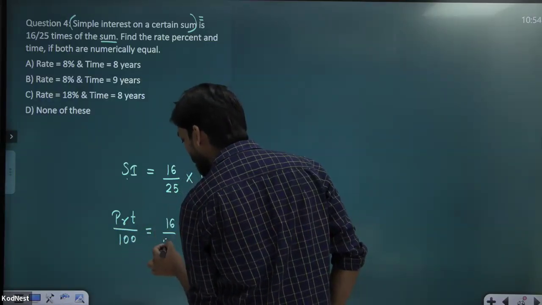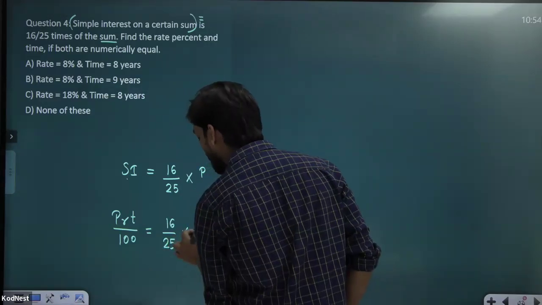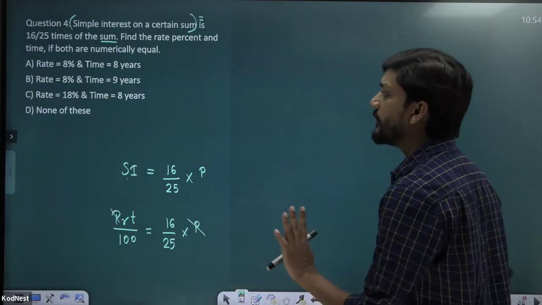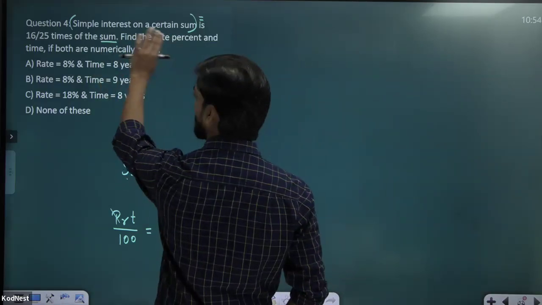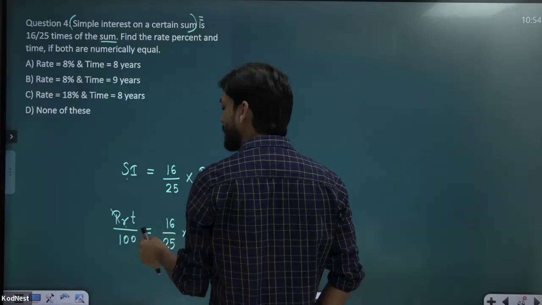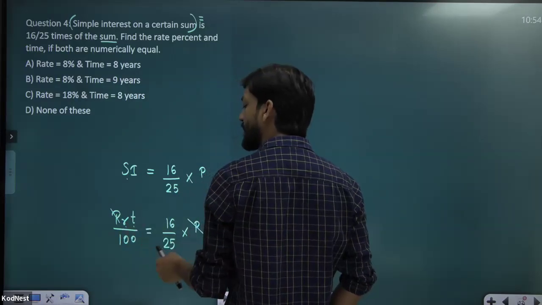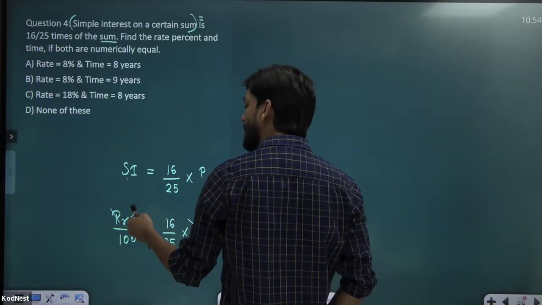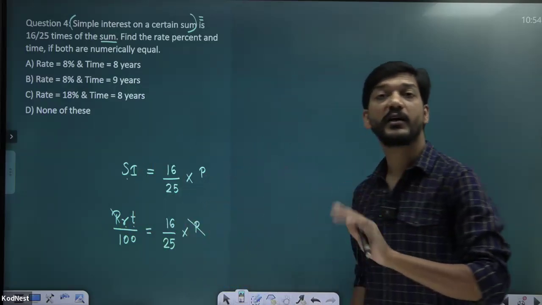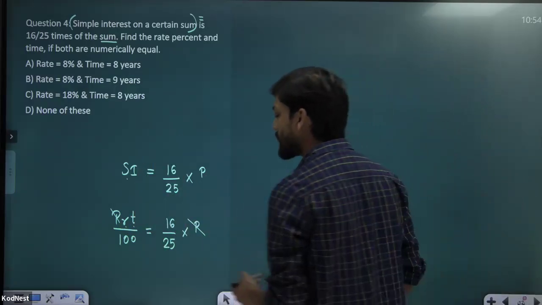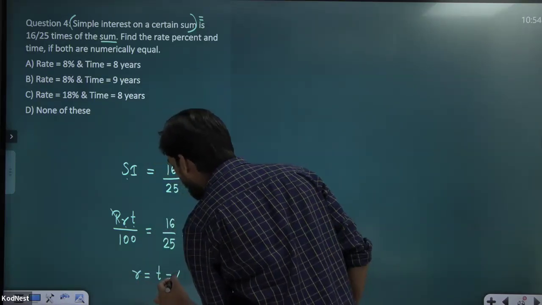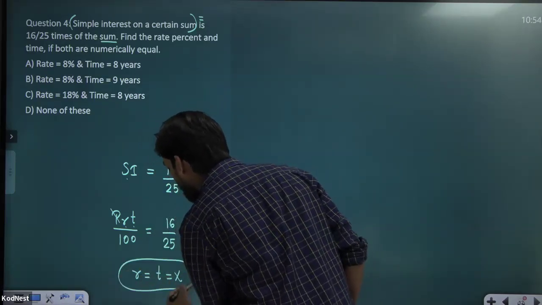16 by 25 into P. Now P will cancel out. One more thing they have given is that rate percent and time are both numerically equal. That means if rate is 2%, time is 2 years. If rate is 5%, time is 5 years. If rate is 6%, time is 6 years. Both are numerically the same. So I'm assuming, let's suppose R equal to T equal to x. Both are equal to x.